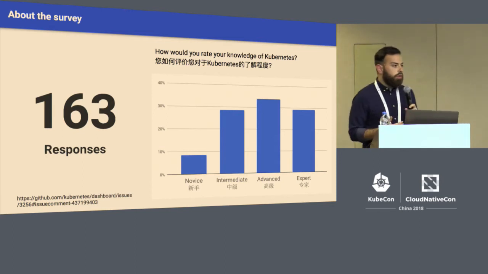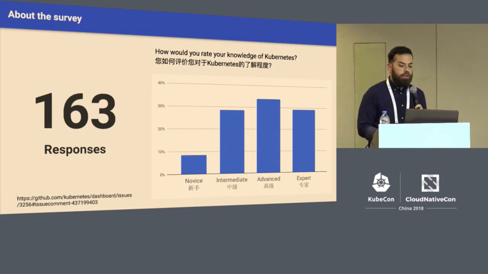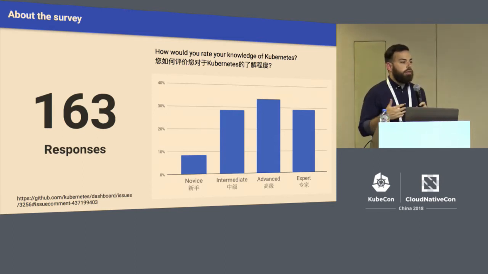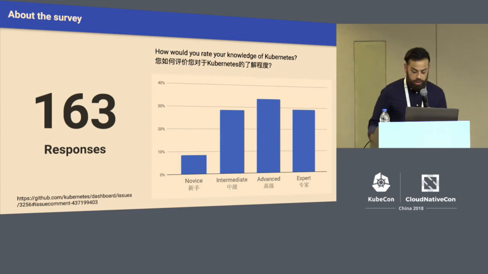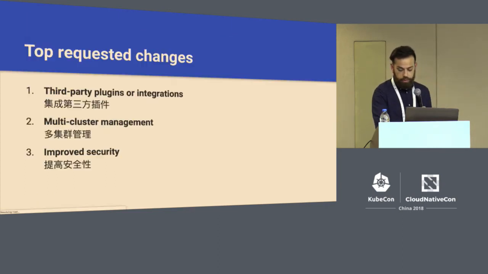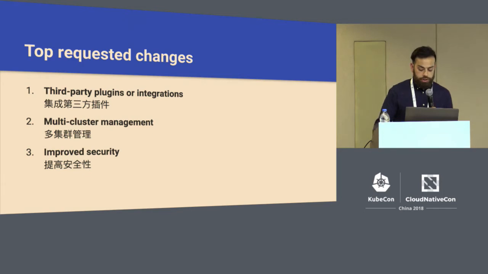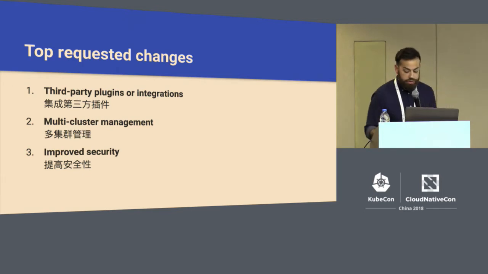We heard from 163 people of all different knowledge levels and from all over the world. And we heard some basic features come out on top. The three things that we heard as top requested changes were third-party plugins or integrations, multi-cluster management, and improved security.